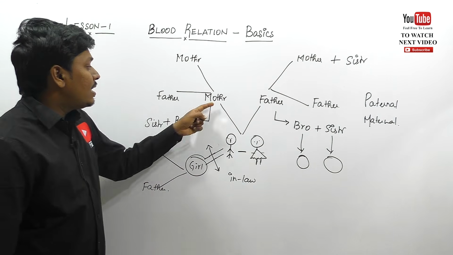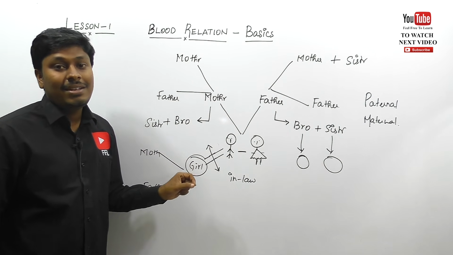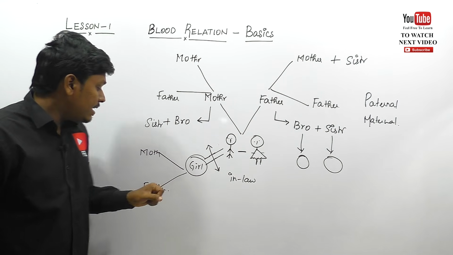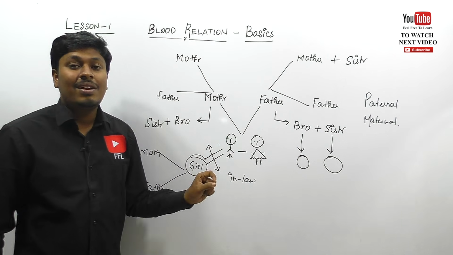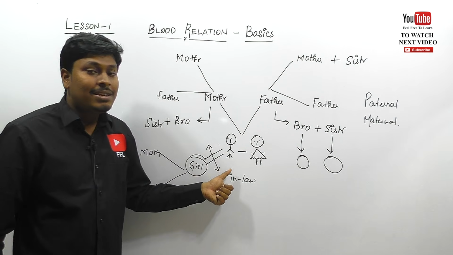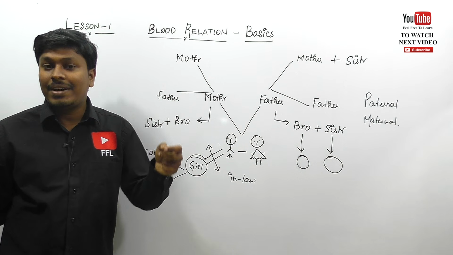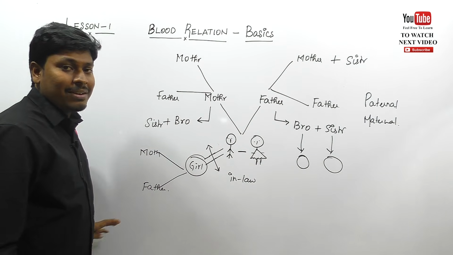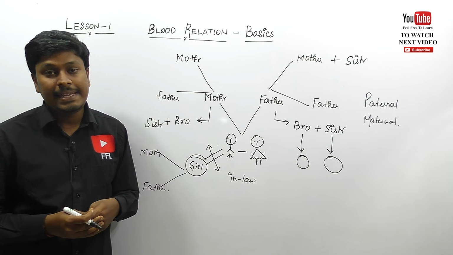And similarly, if this person has to call his son's wife, then it is called daughter-in-law. If the father has to call the son's wife, then it is called daughter-in-law. Similarly, if this mother wants to call her daughter's husband, then it is called son-in-law. And if this father wants to call his daughter's husband, then it is called son-in-law. So friends, this is called son-in-law, daughter-in-law, mother-in-law, father-in-law, sister-in-law, brother-in-law, right? So similarly, this girl has a separate family tree like this. Whenever you find a merging of 2 families, then it is called an in-law.